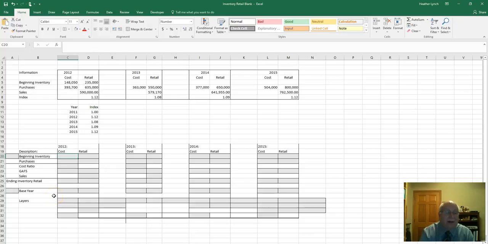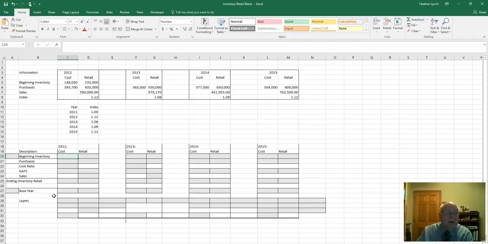I want to welcome you to my final installment of inventory, I guess, if you want to put it that way. This was doing the dollar value LIFO retail method, and it's a combination of the dollar value LIFO with the LIFO retail. I'll put the two together. So the first thing we do is we do the retail method just like we did before.